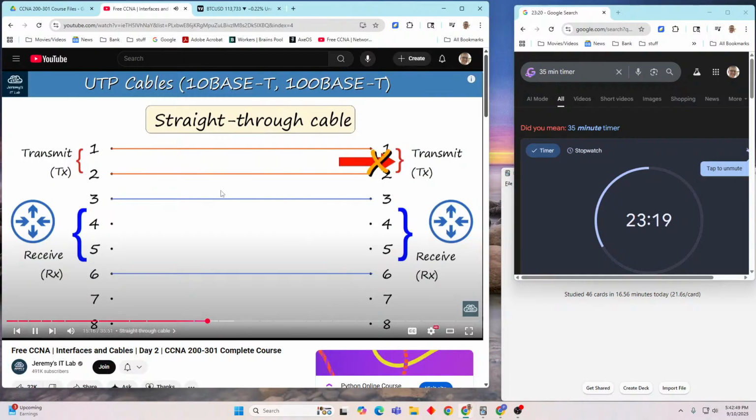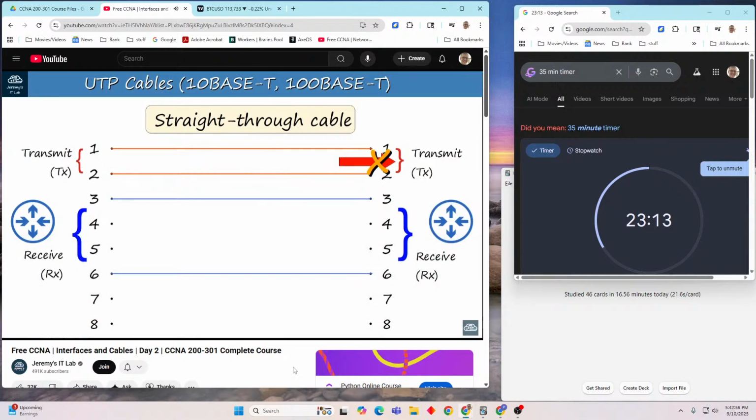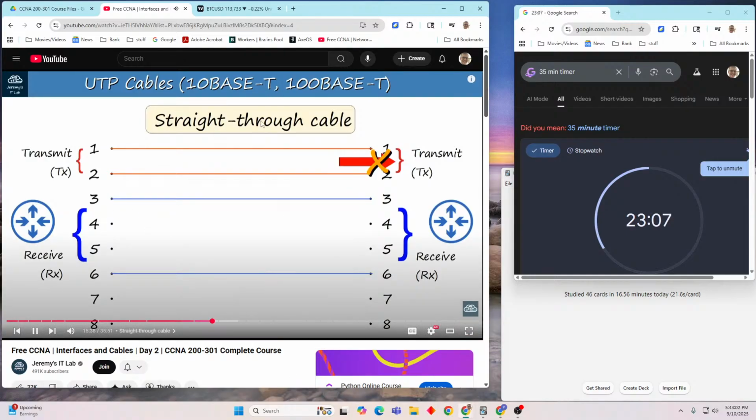The right router isn't prepared to receive data on pins 1 and 2 of its interface, so communication between the 2 routers just doesn't happen. So how can we successfully connect 2 routers together? Or perhaps 2 switches or 2 PCs? The same thing applies to connecting a PC directly to a router also, because they both transmit data on pins 1 and 2, and receive data on pins 3 and 6.